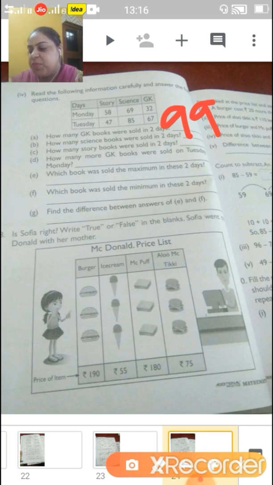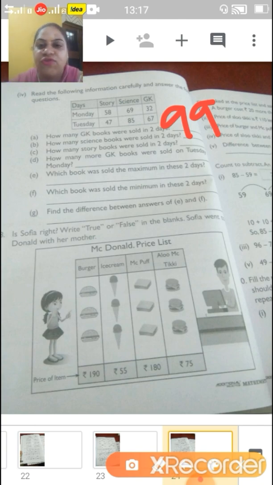How many science books were sold? So we will again together do 69 plus 85, that is 9 plus 5, that is 14, 4 and 1 carry, 8, 154 total science books sold in 2 days. Now they are talking about which book? They are talking about how many story books. Now 58 plus 47, what will come?